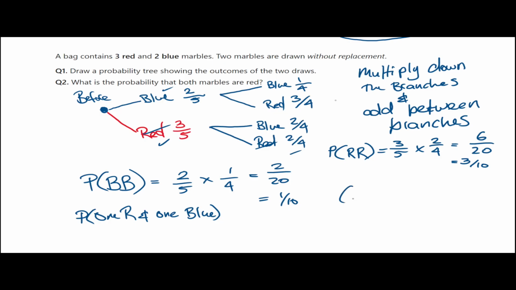So it's going to be 3/5 times 2/4. And this one is blue then red, and this one is blue, so that doesn't count. So blue-red is going to be 2/5 times 3/4.